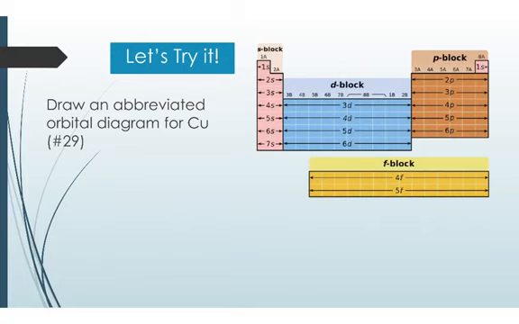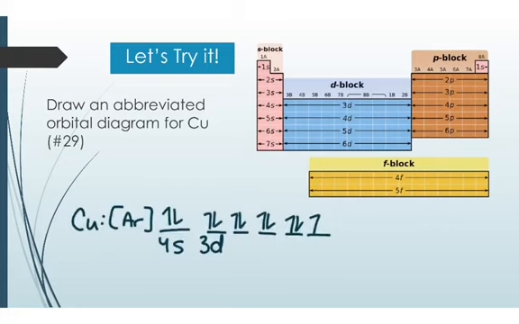So let's do an abbreviated orbital diagram for copper. This is what you would expect copper to look like, but it will automatically take 1 electron from the s, get rid of it, and put it over here. Because a full 3d is more stable than having a full 4s. So again, it just automatically happens. Your job is to remember that it happens and to look out for the weirdos.